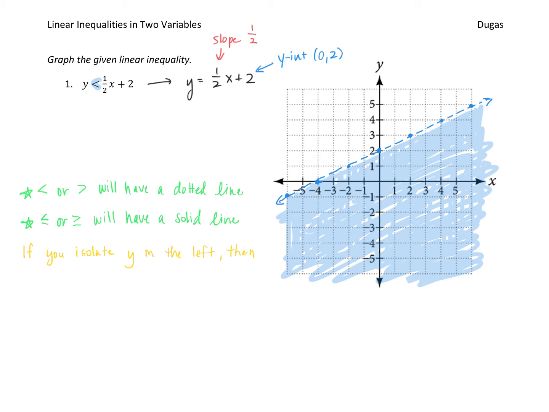Then a less than or equal to, you shade below, because it means y is less than the stuff on the right. If you have a greater than or equal to, you're going to shade above, and I mean above or below the line that you drew. So you drew a boundary line, that was the step in green, and then you shade above or below that line based on if you have a less than symbol or a greater than symbol.